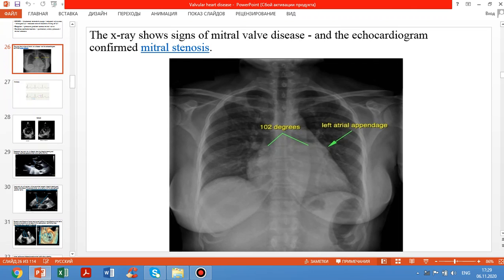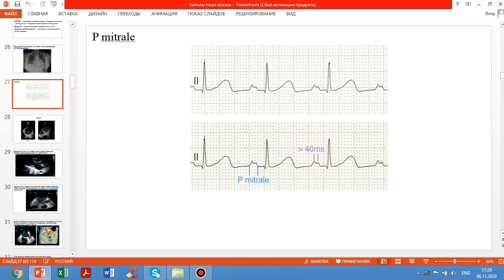In this slide, the X-ray shows signs of mitral valve disease, and the echocardiogram confirmed mitral stenosis. The left atrial appendage is enlarged, and the angle is more than 102 degrees. In the ECG, P mitrale: you can see the P wave changes.